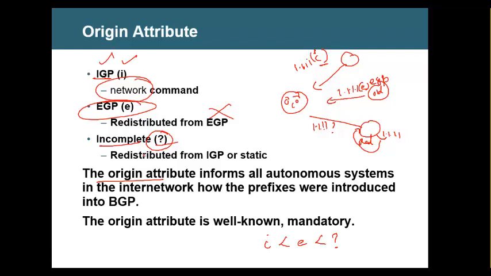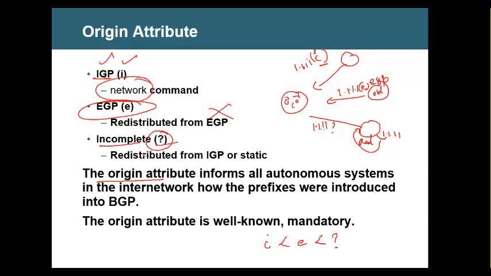What is that? Somewhere someone has redistributed it. When I see I, I know someone has advertised it using the network command, not redistribute. So we can tell the story of how it was introduced. That's why it is called the origin attribute. This is also well known and mandatory.